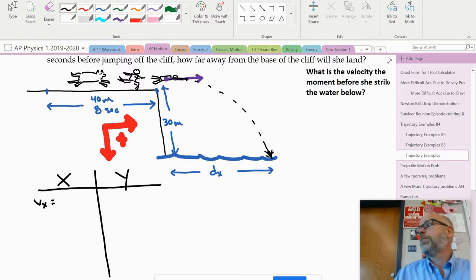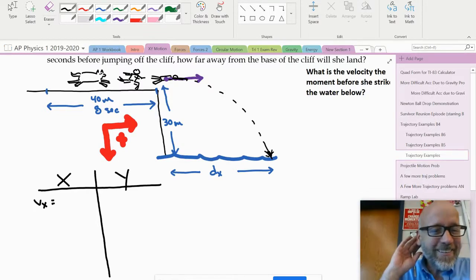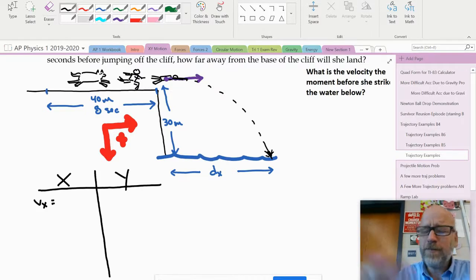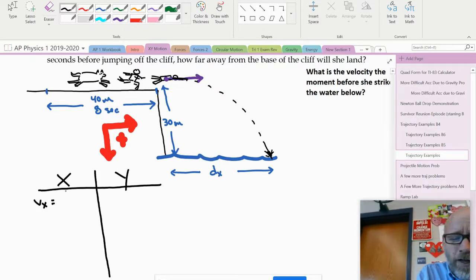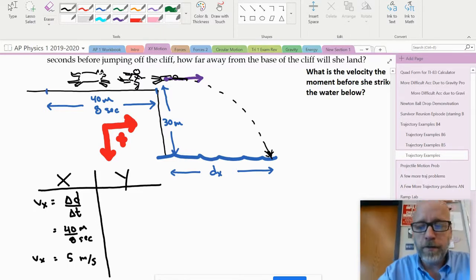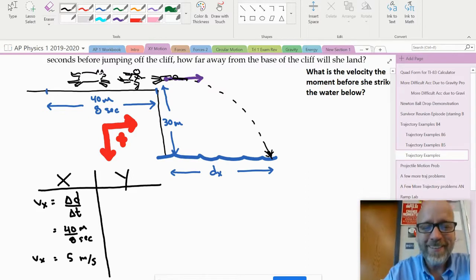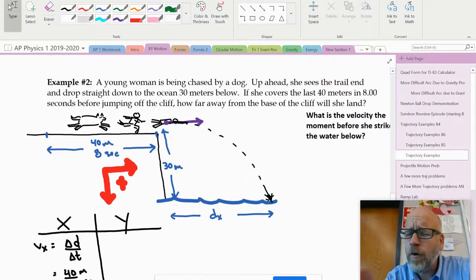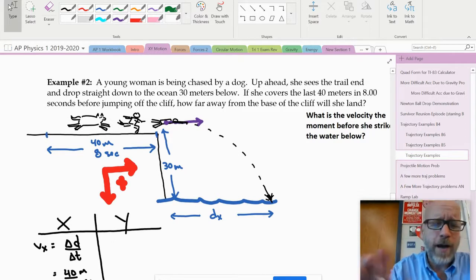Can I do the problem? Yeah, that's right. Nice call. It's 5. How'd you get that? Of course, that's right. Velocity in the X direction is just going to be distance divided by time. And if she traveled 40 meters in 8 seconds, the velocity in the X direction would be a simple 5 meters per second. Nice job. Good. You do see, though, that other students looking at this for the first time may not have noticed that.